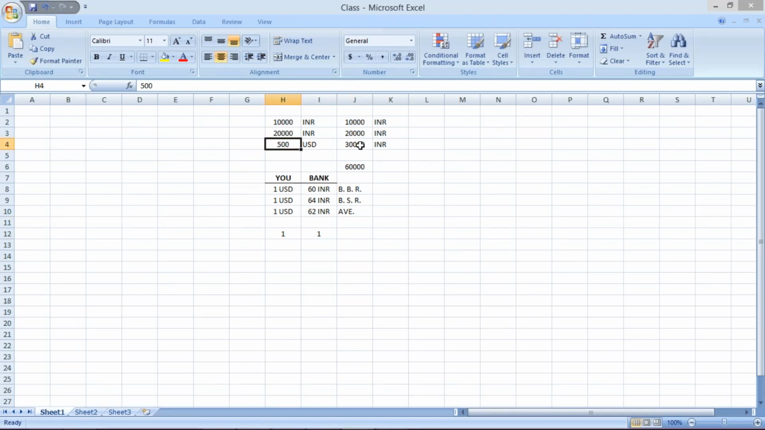500 USD will be converted into these many INR. How? I'll let you know, guys.